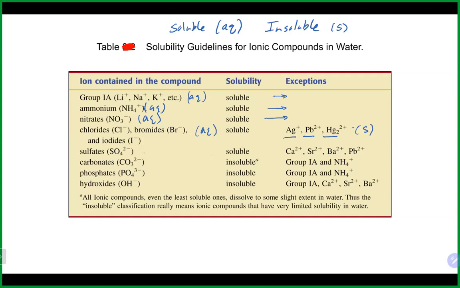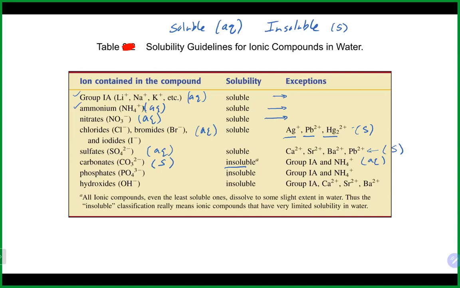Sulfates are typically soluble, so anything with SO4 in the formula should get the aqueous symbol, but there are some exceptions. Anything with sulfate that is calcium, strontium, barium, or lead 2 would be an exception, and it would end up being a solid and insoluble. When we look at carbonates, they typically are insoluble, which means they should get the S symbol next to them. But if they had anybody from group 1, or anybody that's ammonium, they would then still be aqueous.